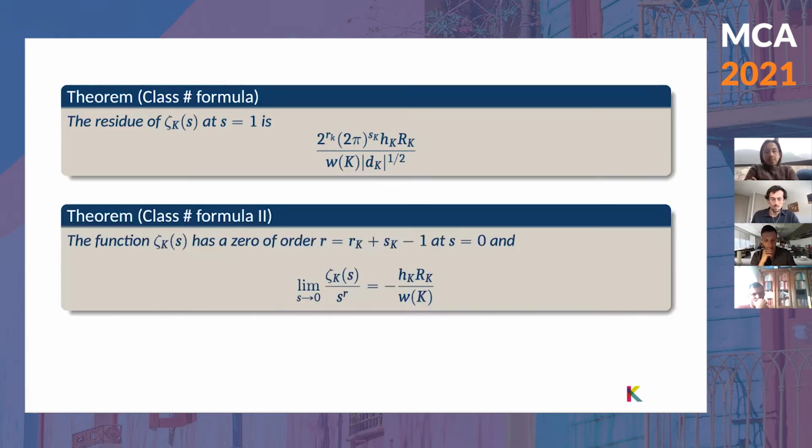Then you also have what I call the class number formula part 2, which says that not only that, but the function has a zero of order r_1 + r_2 - 1 at s equals 0, and then you have this limit over here.